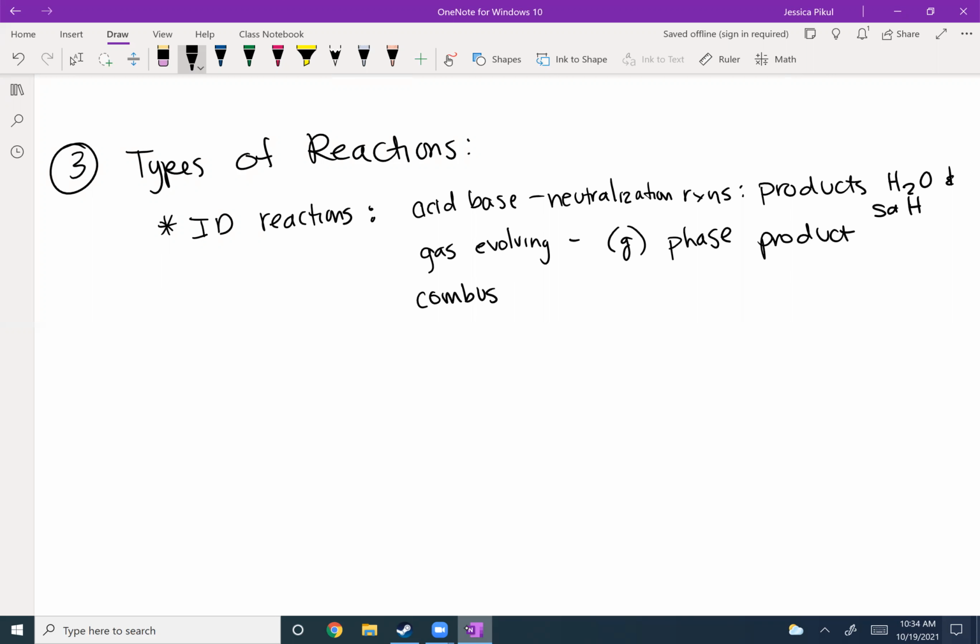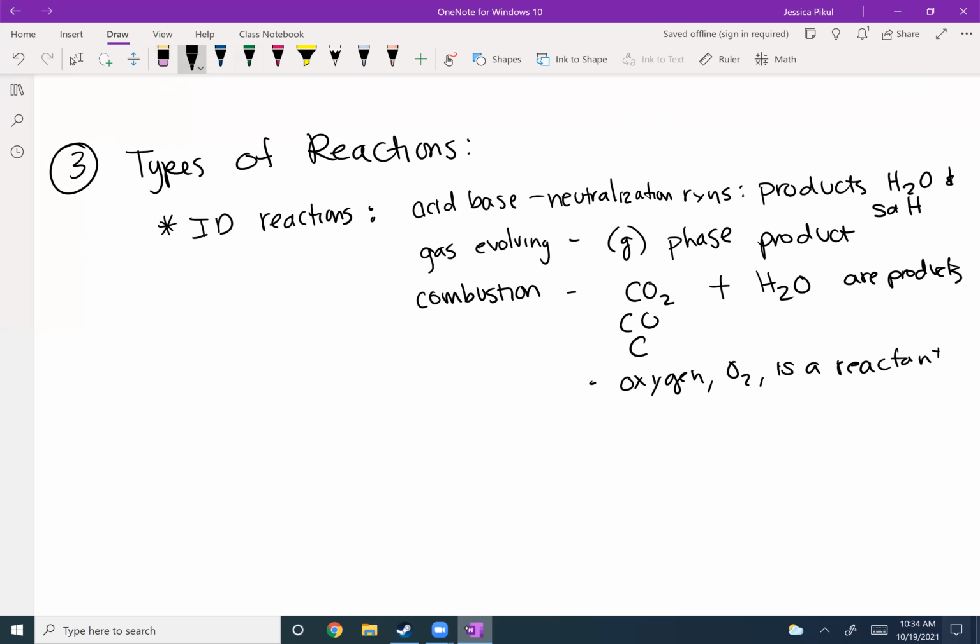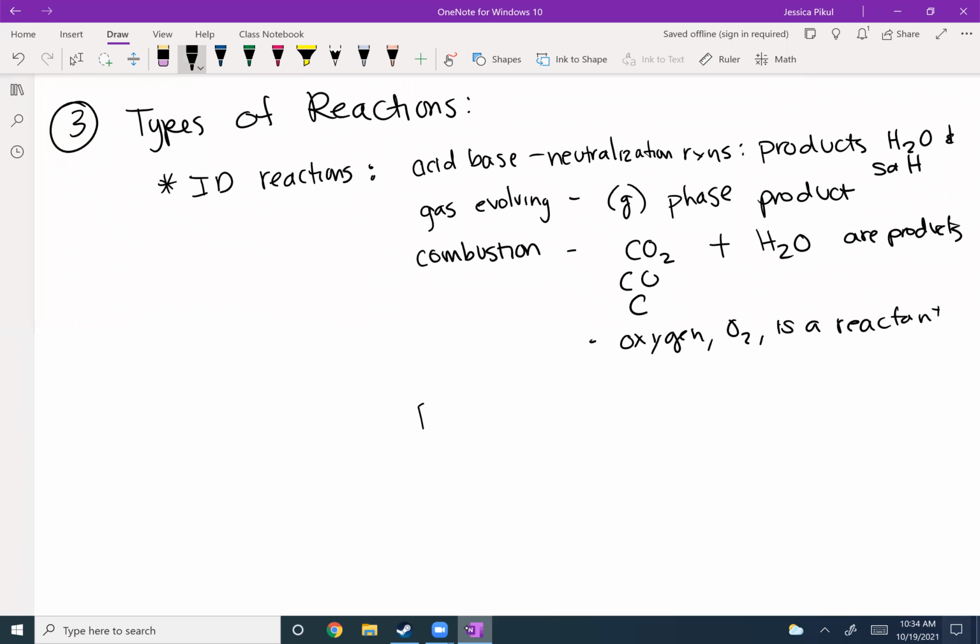There's combustion, which usually produces CO2 or CO or carbon, depending on the amount of oxygen around, plus water if the reactants are hydrocarbons. So if there's CO2 and water, then it's usually a combustion reaction. The other piece is that oxygen is a reactant. All right, then there are precipitation reactions or double replacement. I notice these because you'll have aqueous reactants and something will form a solid as a product.